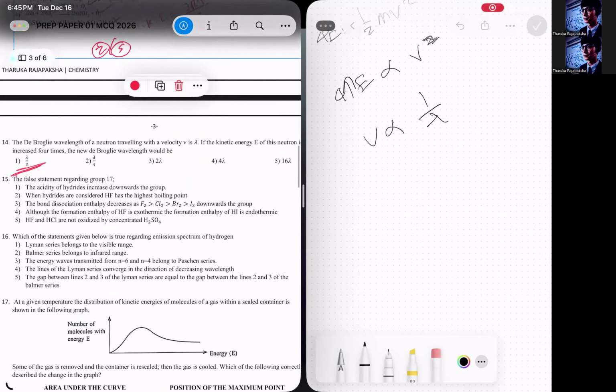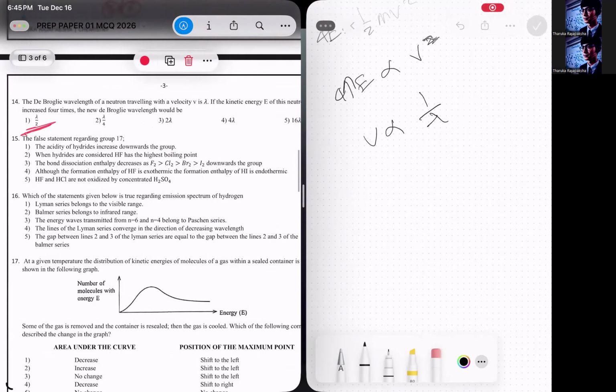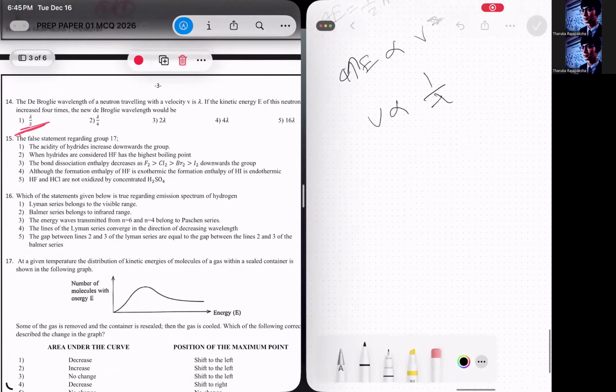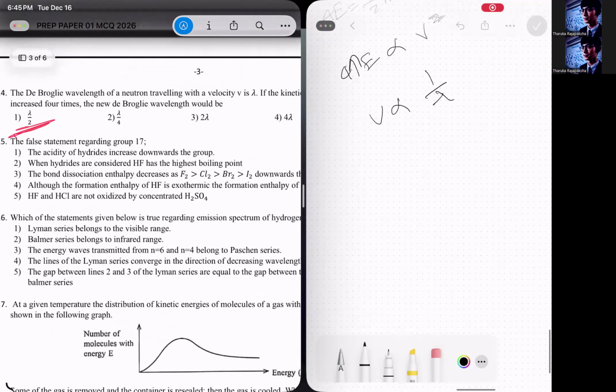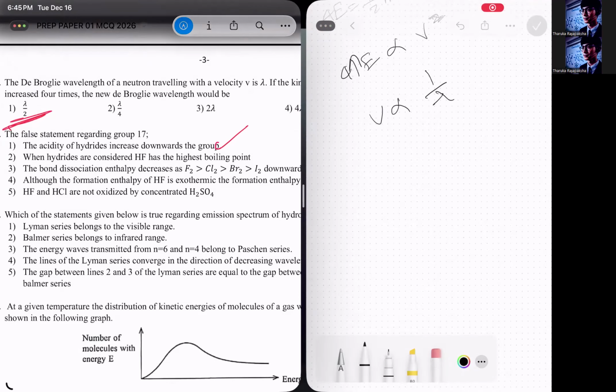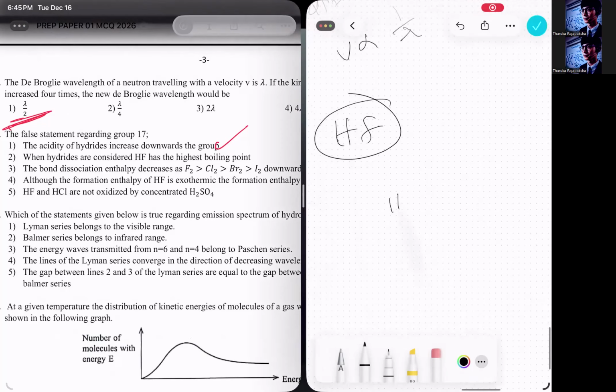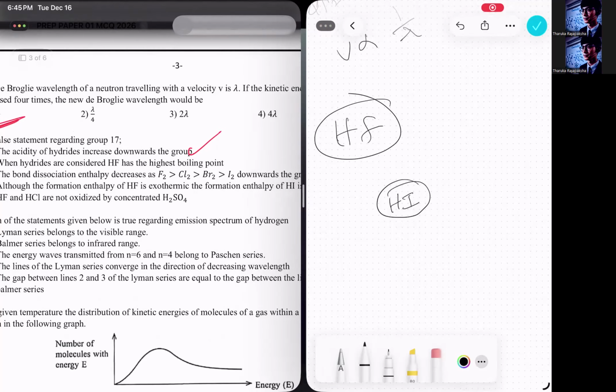Question number 15, the false statement regarding group 17. The acidity of hydrides increases down the group. That's correct, people. HF is a weak acid and the rest of the acids are strong acids. So you can tell when going down the group, the acidity will increase. Then second one, when hydrides are considered, HF has the highest boiling point. Actually, no. HI has the highest boiling point.